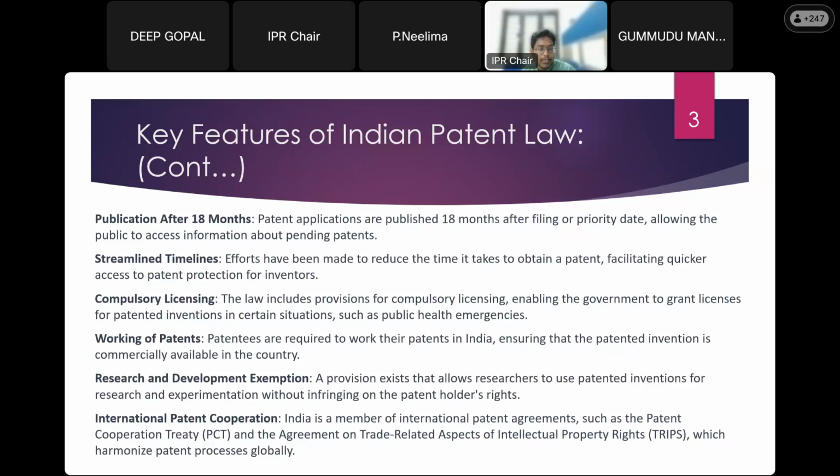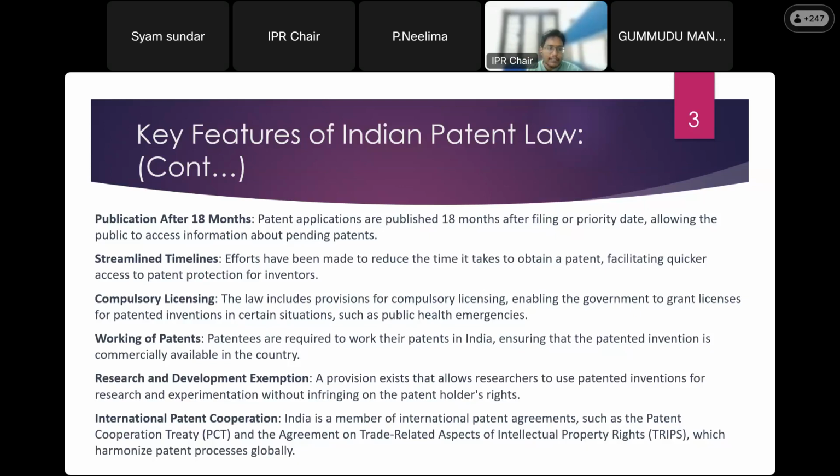Apart from that, the Patent Cooperation Treaty. I will mention that also, because for example, you want to protect your invention in our country, and you think your invention has potential in some other countries in the world as well. In that case, you might use the Patent Cooperation Treaty or the Paris Convention. With the help of that, you can file your application in other countries and protect it as well. Those things we are going to discuss.